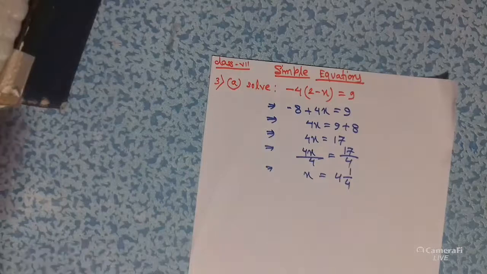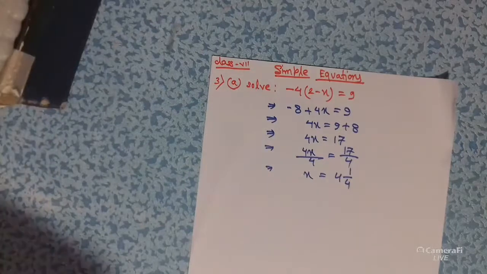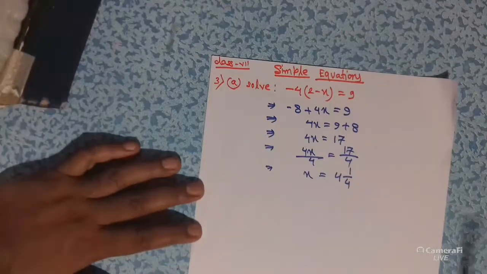Now students, correct your answer. Just check your calculation. There is a mistake, so correct it. Okay. 4 whole 1 by 4 is the right answer. Okay, now solve another one.